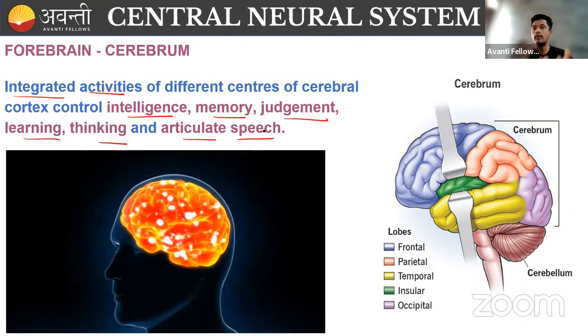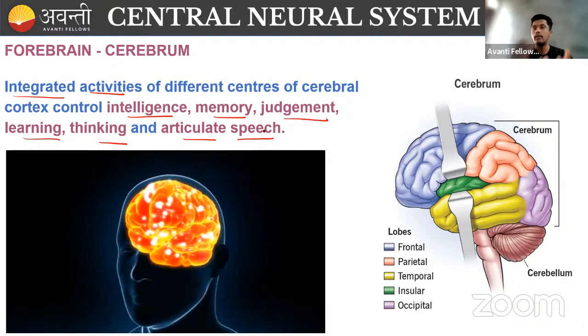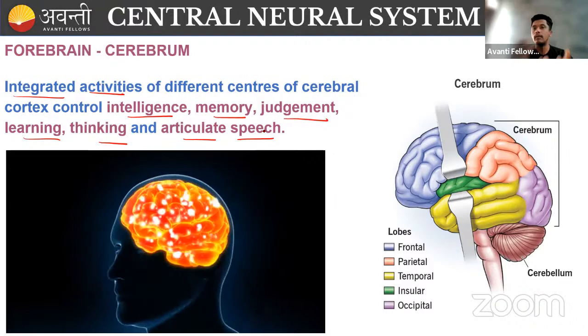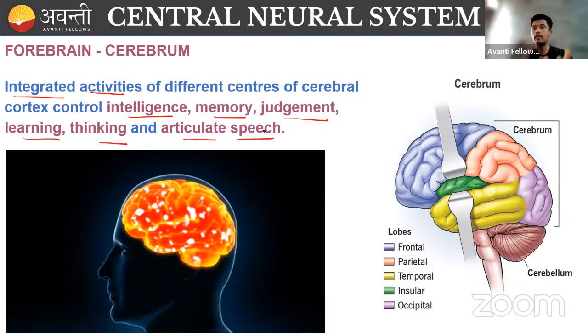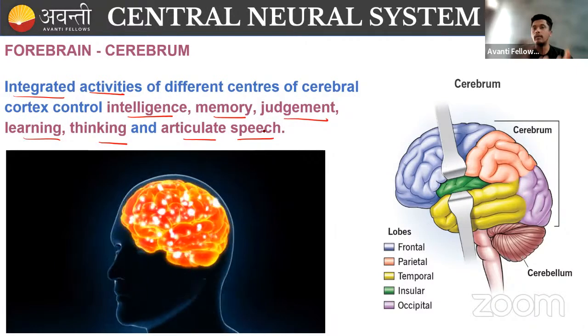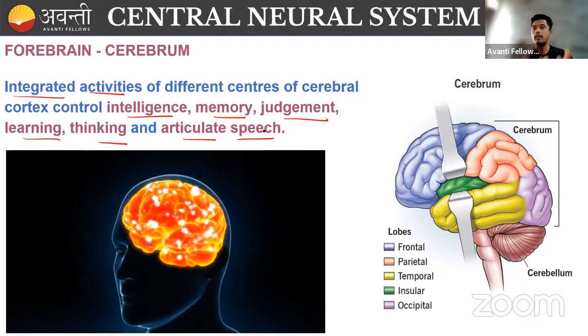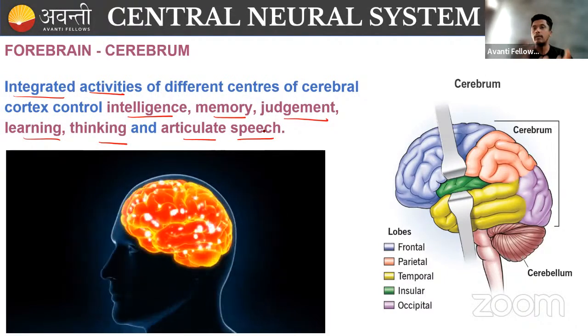So if a person has an injury in the cerebral cortex, he might be affected in the following functions: loss of intelligence, short-term memory loss, poor judgment, learning disabilities, excessive thinking, depression, and articulated speech. Some people you might see have no capacity for, or will lose the capacity of, speech.